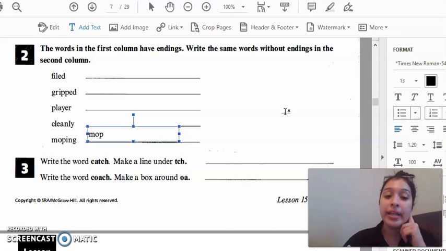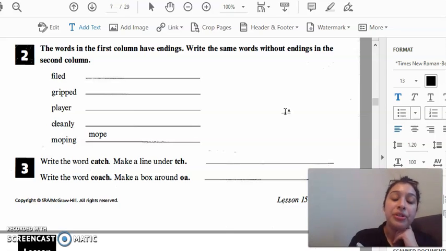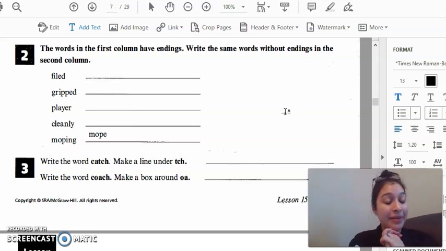So think, what letter needs to go on this word to make mope? Yes, a letter E. So go ahead and fix it if you need to. You need to write mope for moping. Remember, because next time I'm not going to be able to help you, so make sure you remember this, guys. So part 3, make sure that you follow the directions here.